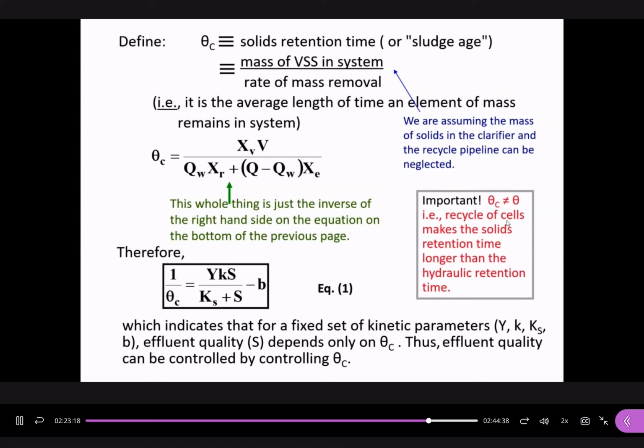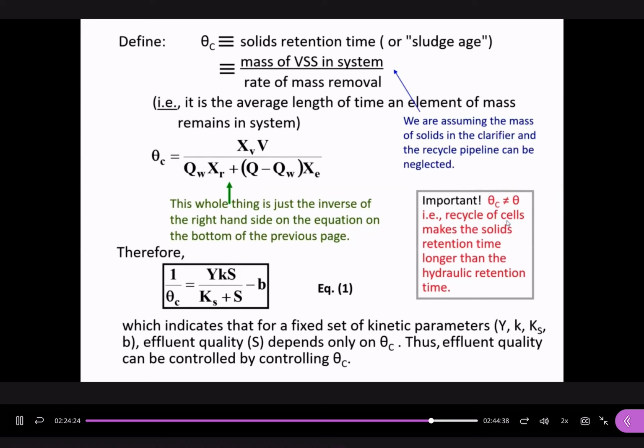Also look at this equation. For a specific wastewater, Y, K, Ks, and B, the decay coefficient, are determined. So the effluent quality depends only on theta C. What does that mean? If you have a wastewater which needs treatment and you want to achieve a certain effluent quality, which is S, what do you do as an engineer? You change theta C. You change how long the cells stay in the tank, and you will achieve the desired effluent quality.